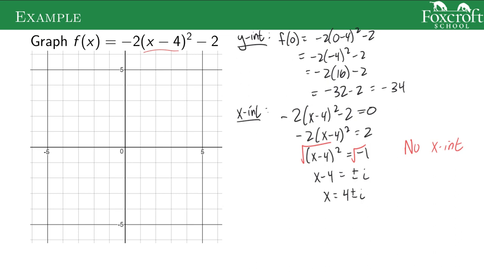And the last thing I need to do is find the vertex. It's in vertex form, so I'm just looking at this part here. The vertex is going to be 4, negative 2. So 4, negative 2. Let's see. 4, negative 2 is there. My y-intercept is all the way down there.